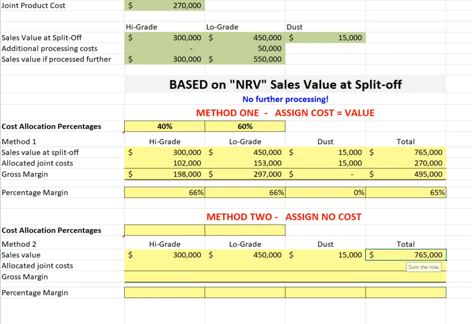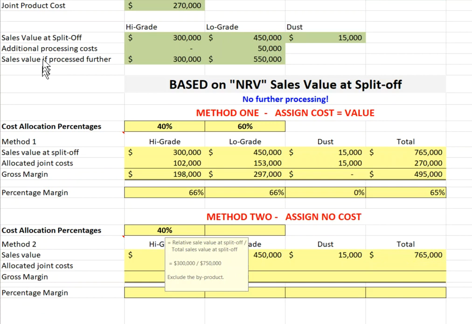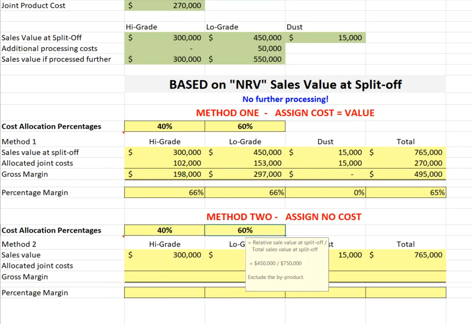Next, we're going to allocate our $270,000 in cost. Our cost allocation percentage, again, is 40% for the high-grade coal, which is our $300,000 divided by 750. For the low-grade coal, it's 60%. Let's go ahead with our cost allocations.